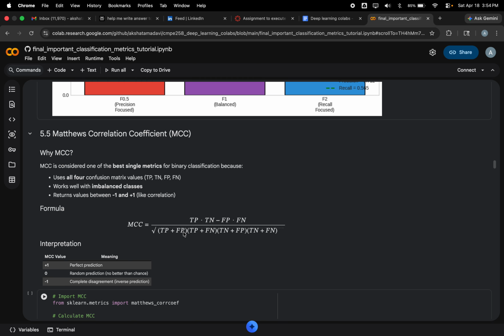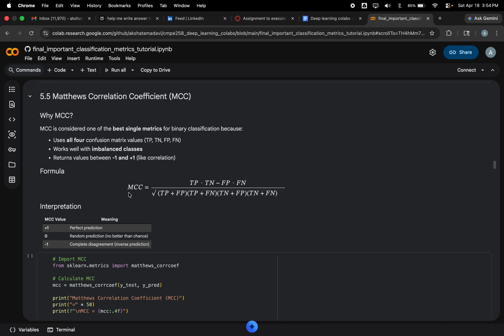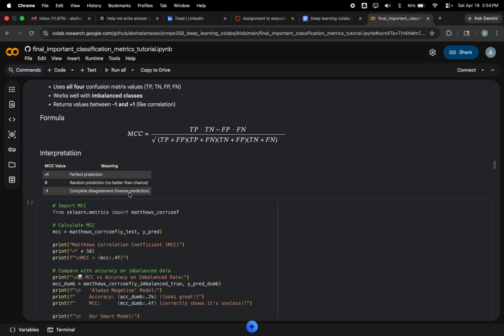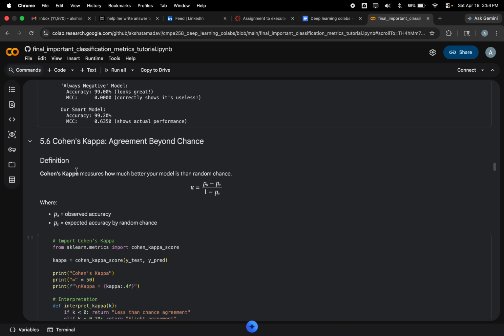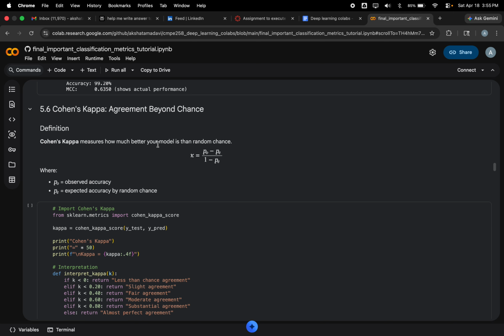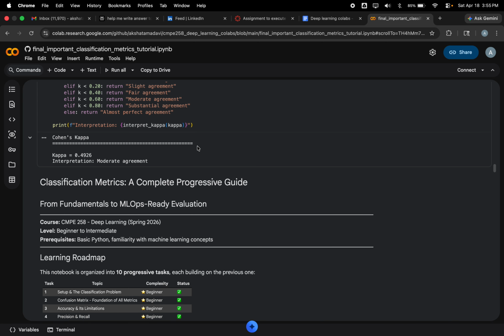Then we have Matthews correlation coefficient, which is considered one of the single best metrics for binary classification, because it uses all 4 confusion matrix values, like true positives, true negatives, false positives, and false negatives, and it works well for balanced classes. This is the formula for it. We also have Cohen's kappa. It's an agreement beyond chance, which measures how much better your model is than random chance.